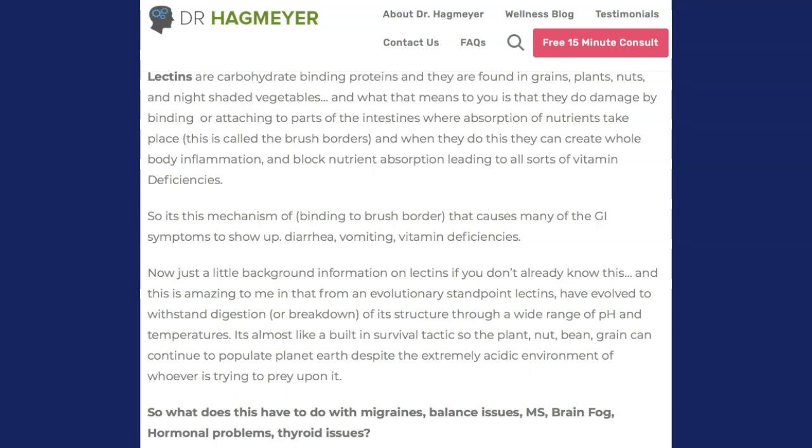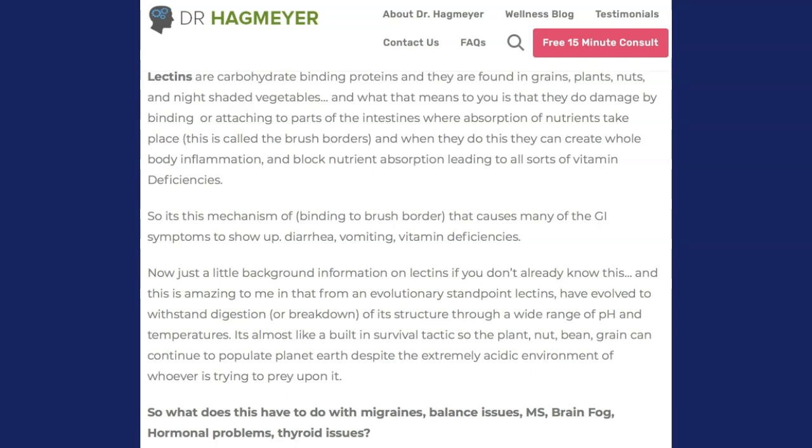When they do this, they can create whole body inflammation and block nutrient absorption, leading to all sorts of vitamin deficiencies. So that's why this is connected to the myelination. It's this mechanism of binding to the brush border that causes many of the GI symptoms to show up: diarrhea, vomiting, vitamin deficiencies.